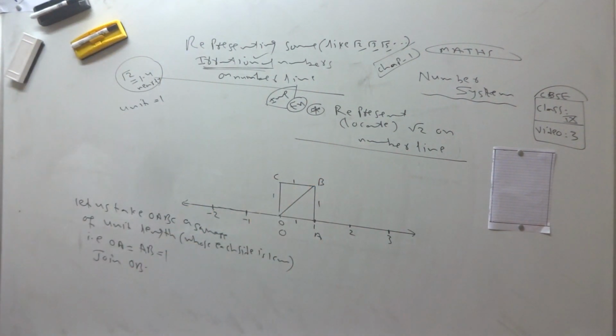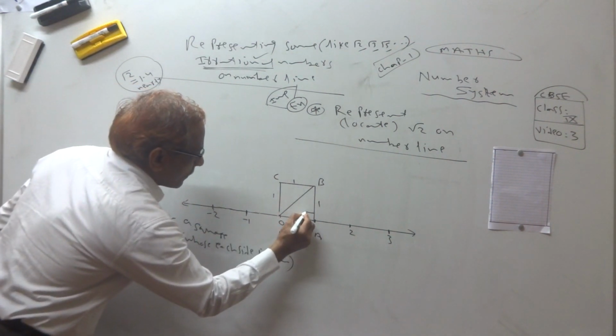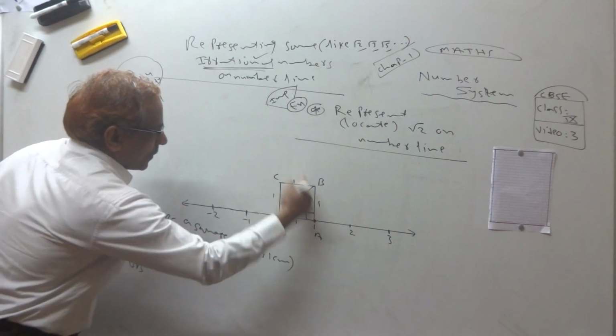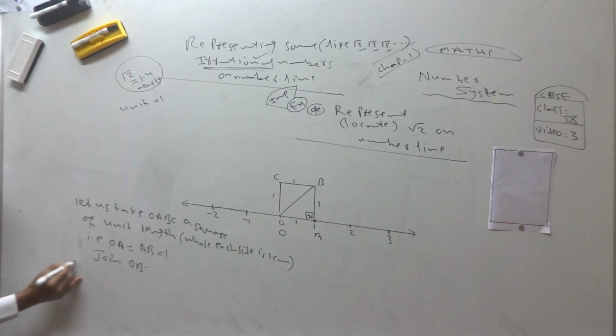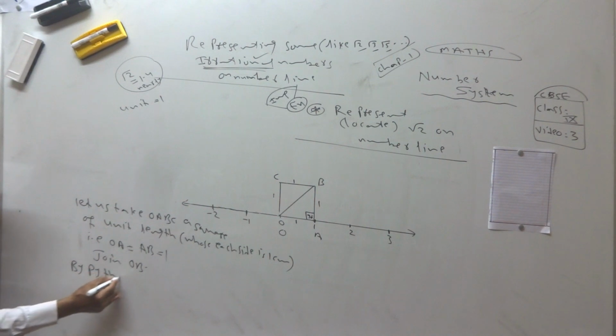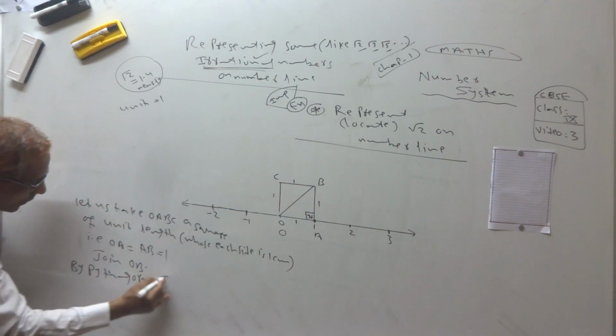Okay, then what happens? It's a right triangle then, because it's a square. So this angle is 90 degrees. So by Pythagoras theorem, yes, here we use Pythagoras theorem.